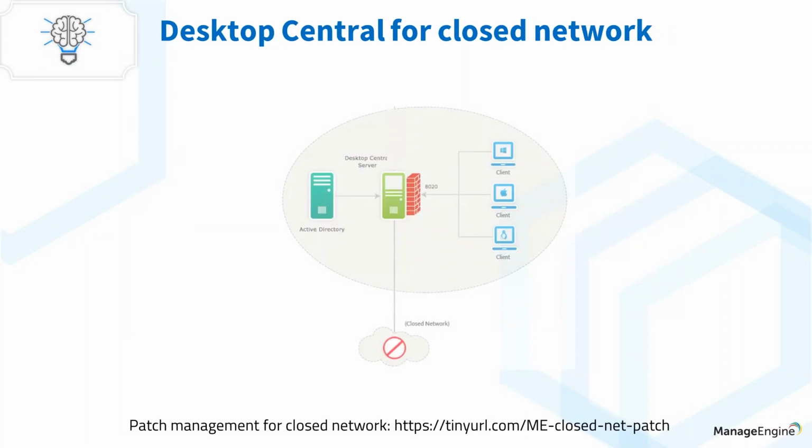In terms of closed network, what is a closed network? A network which does not have connectivity to the internet or has limited connectivity is called a closed network. Even if you have a closed network architecture, you can still use Desktop Central to manage your endpoints.